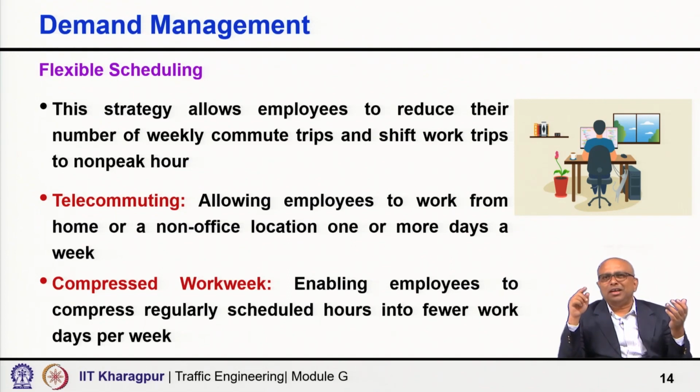Suppose the number of work hours per week is fixed. So, instead of doing it in 6 days, you can do it in 5 days, or you can do it even in 4 days, right. So, you are working for the same number of hours, but you are getting one more day off as compared to the normal schedule. That means, that day you will not travel.